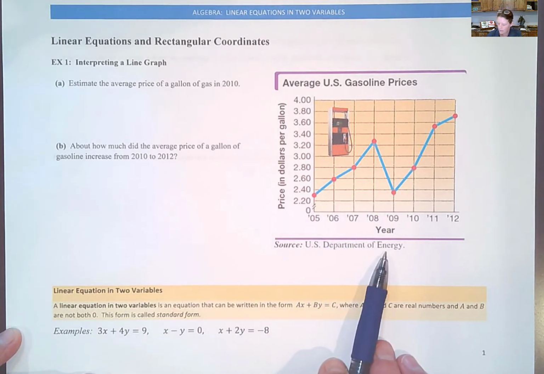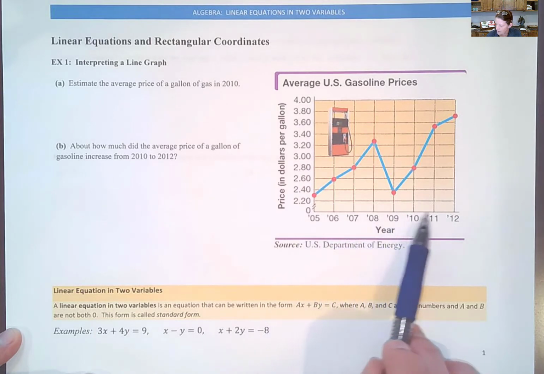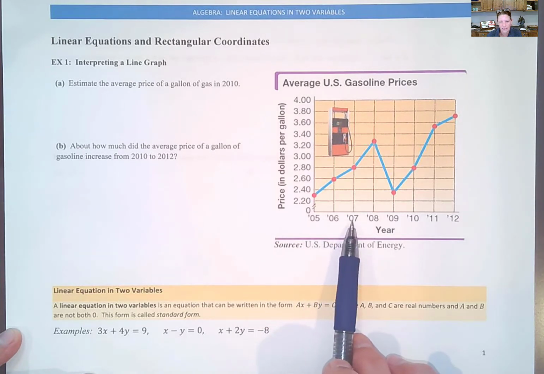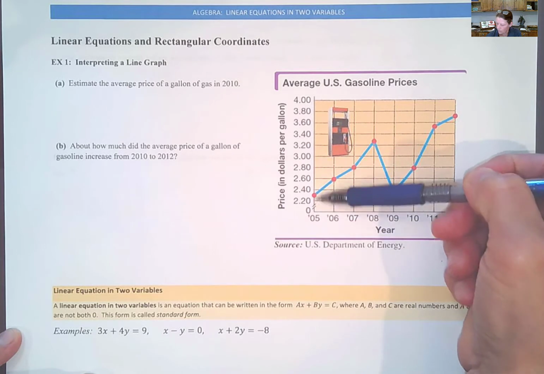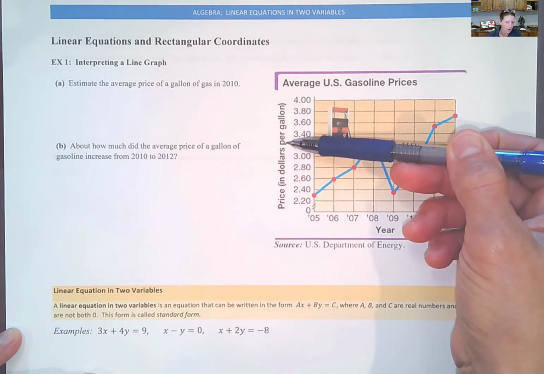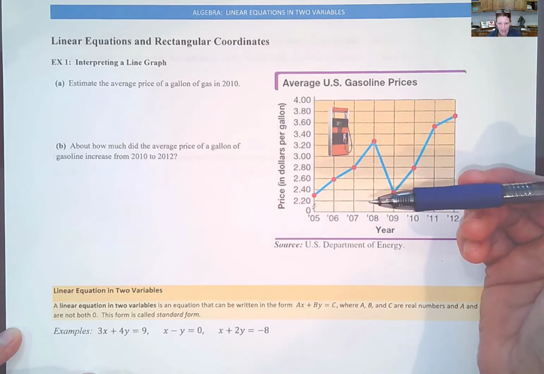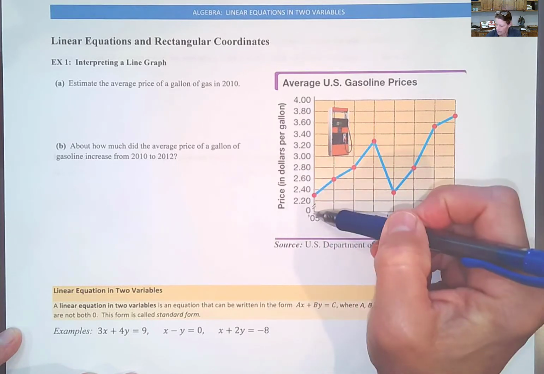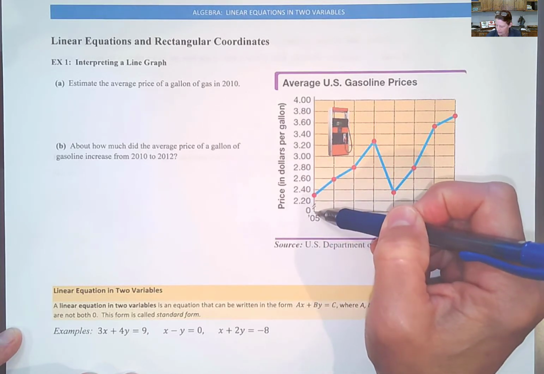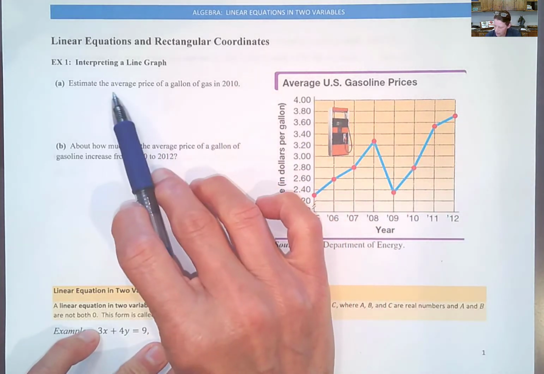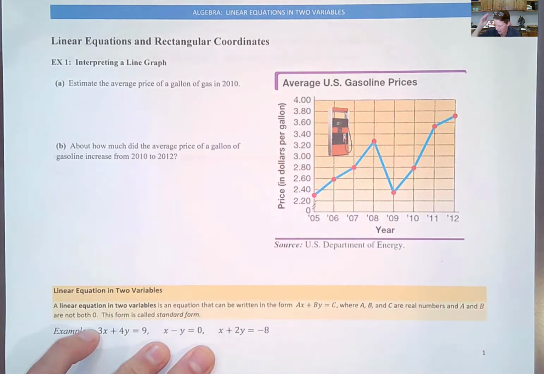Department of Energy. And notice along our horizontal axis, or you might think about the x-axis, is the year, 2005, 2006, and so on. And then on our vertical axis we have the price in dollars per gallon. So the price for a gallon of gas in dollars. And you notice this little break in our vertical axis that just says, hey, there are some missing numbers between 0 and $2.20. All right, so back to our question, estimate the average price in 2010.